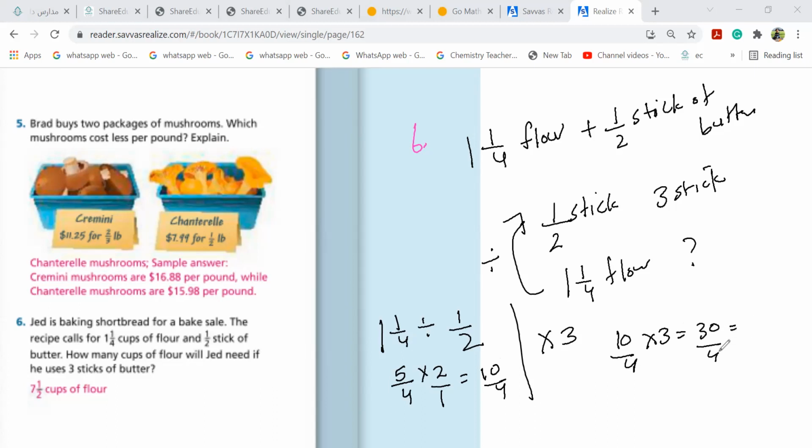What is my answer? 30 over 4, four 7s are 28. So it's 7 and 2 over 4. How do you get this? You will divide. 2 over 4, you'll simplify, you get 7.5. Your answer is 7.5. Did you understand all of this? Any questions? Simple. Just see the direction. You divide this and you multiply it.